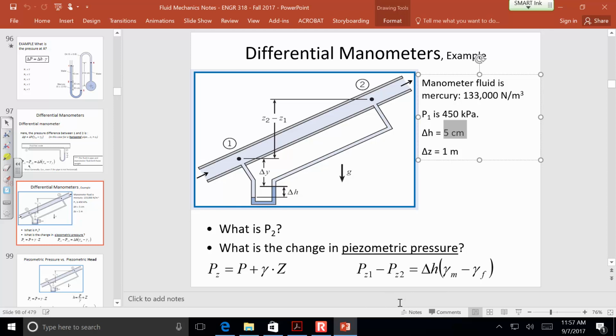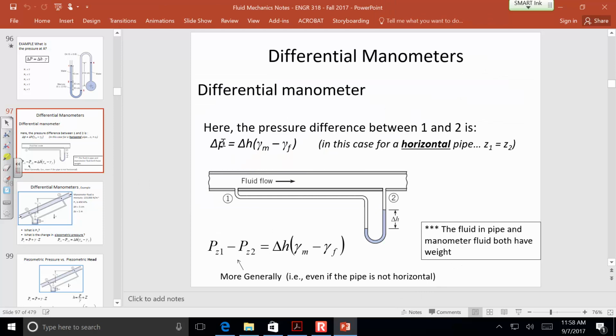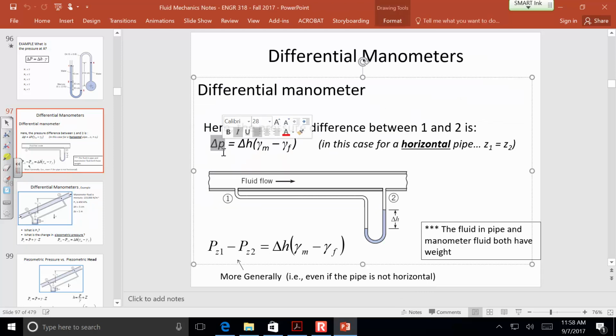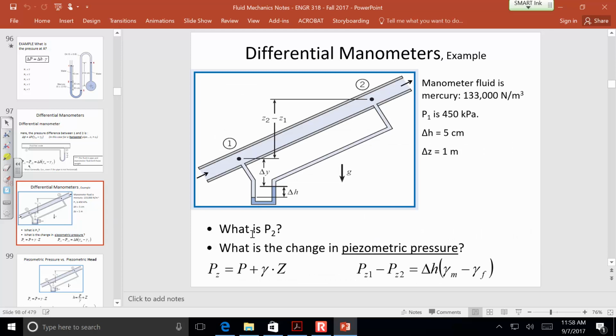Yes? I thought we could only use that equation if the pipe is horizontal. No, we can only use it to be the change in pressure if it's horizontal. So the change of piezometric pressure is always valid. But when it's horizontal, Z1 and Z2 are equal, and so the change in piezometric pressure is the same thing as the change in actual pressure. I'm glad you brought that up because that's a point worth repeating. So in this case, since it wasn't horizontal, this formula is measuring the difference in piezometric pressure, not the difference in absolute pressure.